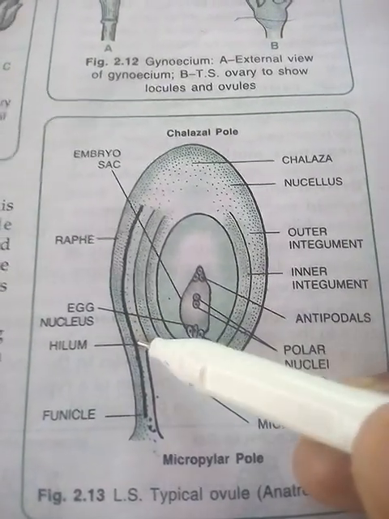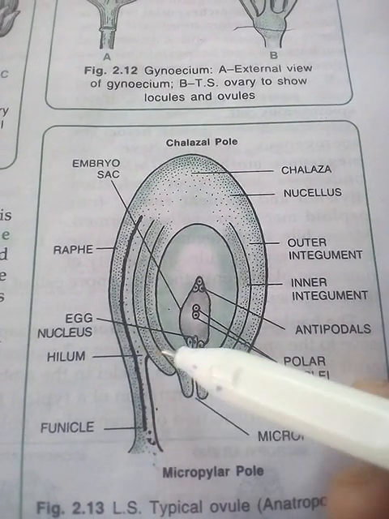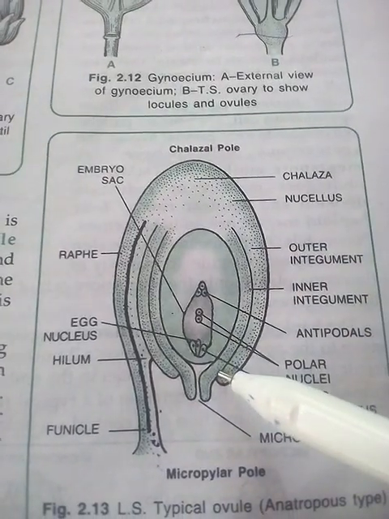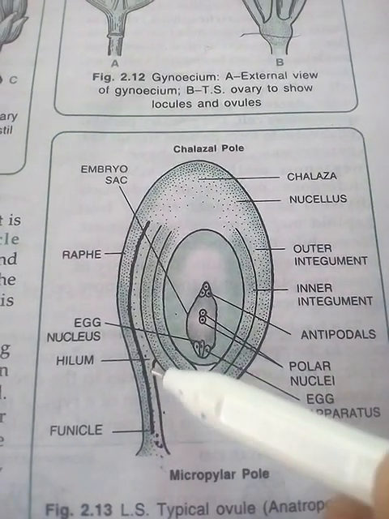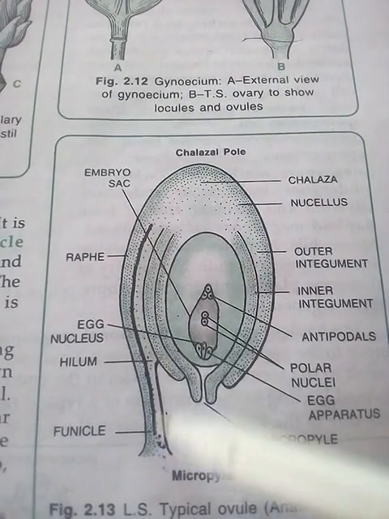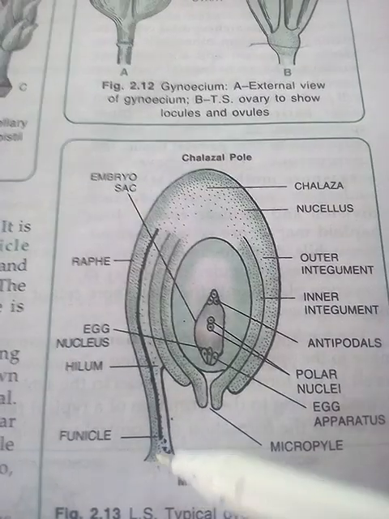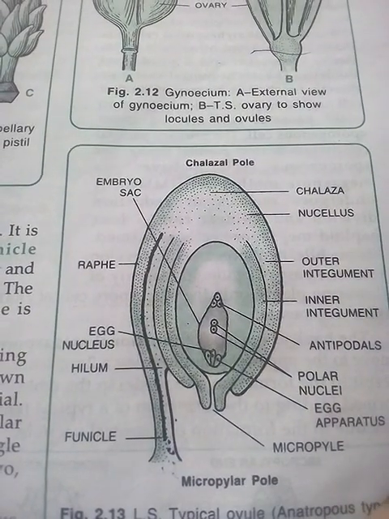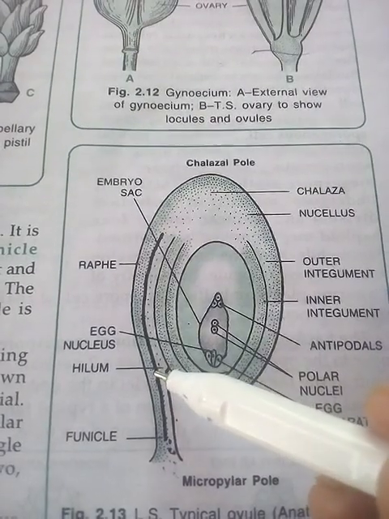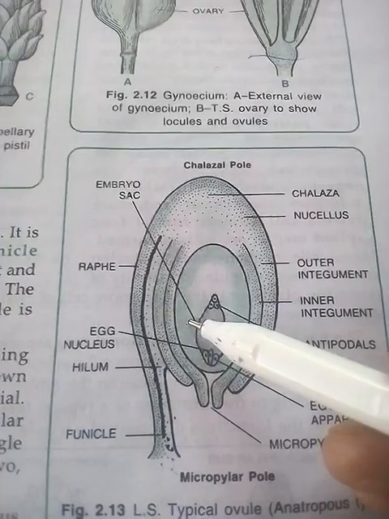Next, hilum. Hilum is the attachment site of the funicle with the megasporangium or ovule. It is the megasporangium or ovule, and the attachment site of the funicle with the ovule is known as hilum, right? So funicle, this is a stalk-like structure, and funicle is attached with the placenta, placenta later attached with the wall of the ovary. And next, this is the hilum. It is the attachment site of funicle with the megasporangium or ovule.